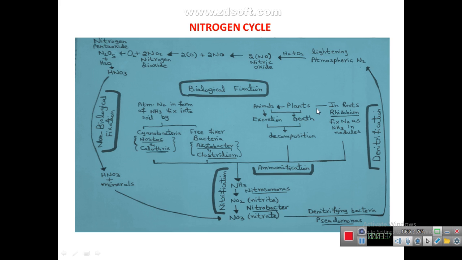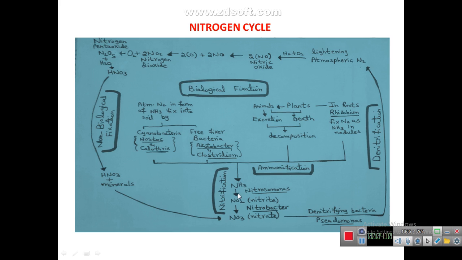The nitrogen in the form of nitrogenous compound is transported or entered into the plant body. When these plants are eaten by the animal, nitrogen enters into the animal body. Animals, when they excrete, as well as after the death of plants and animals, their dead bodies and the excretory material of the animals are decomposed by the decomposers, that is bacteria and fungi. The nitrogen that is fixed in the form of ammonia step is known as the ammonification.